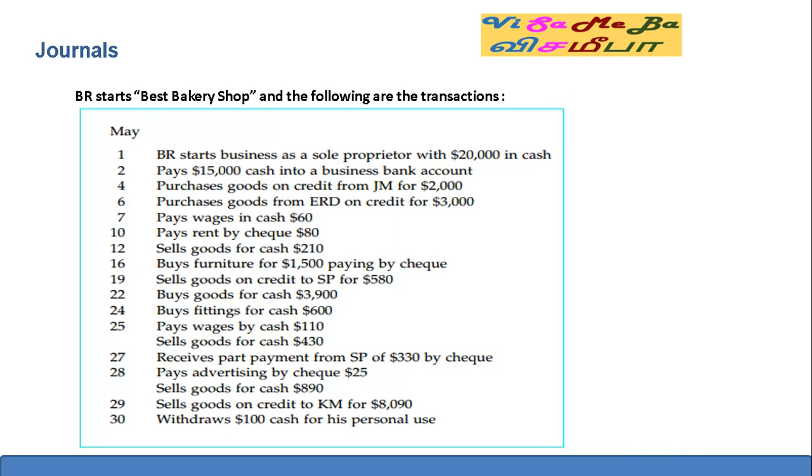So BR is an individual person in the eyes of law, and Best Bakery Shop is another individual person in the eyes of law. So they are two separate individuals, and we are going to prepare the journal entries in the books of Best Bakery Shop. So the first transaction is BR, being the proprietor, starts business as a sole proprietor with $20,000 in cash.